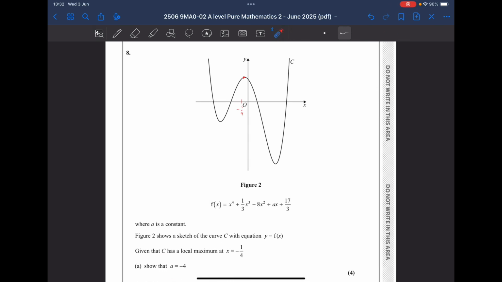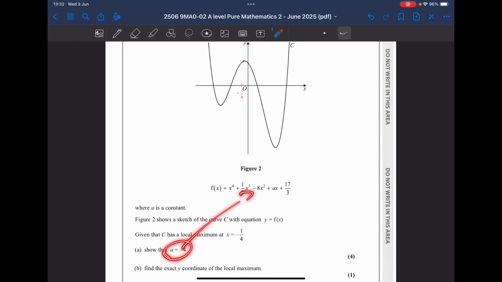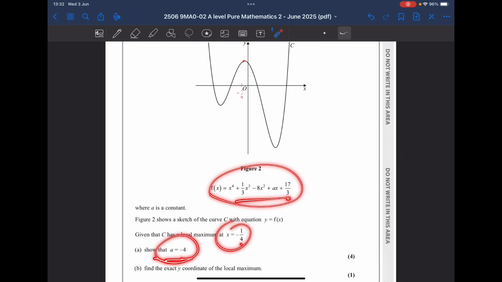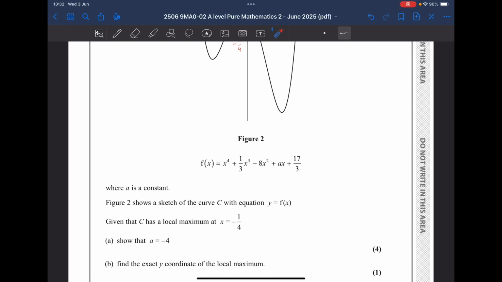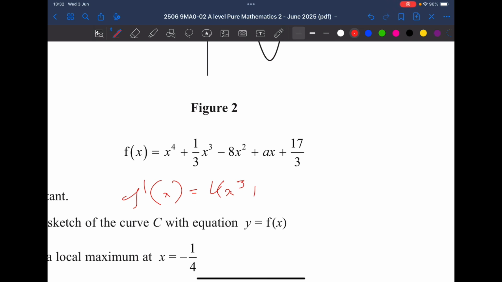So what we need to do, two ways. You can either plug it in and then differentiate it, set equal to 0, so that's a solution. Or we can differentiate it, set equal to 0, plug in minus a quarter, and then solve for a. I'm going to do that way around. So yeah, if we differentiate, what are we going to get? So f dash of x will be 4x cubed plus x squared take away 16x plus an a.